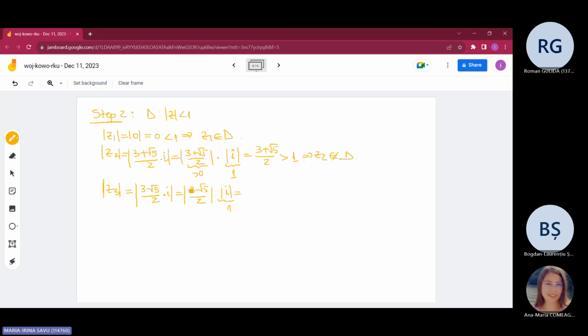And 3 means square root of 9, so this is also positive. And this is 3 minus square root of 5 over 2. But square root of 5 is 2 point something, and this is 3 minus 2 point something, which is 0 point something over 2. So this is 0 point something, which is less than 1. So it means that z3 is in delta, so it has 2 points in delta. Let's go to step 3.